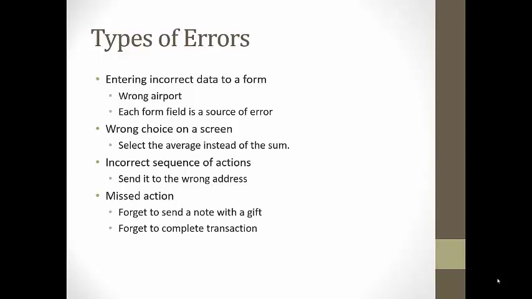Making a wrong choice on the screen, like selecting the average instead of the sum, and maybe performing an incorrect sequence of actions. So you are sending a gift to someone for their birthday, and you select the wrong address, and then you end up with an error because of that. And then a missed action. Maybe you forgot to send a note with the gift, or you forget to complete the transaction. You're all the way through, and you didn't see in the lower right-hand side that there was a submit button to close the deal, and then you thought you'd purchased something and you had not.